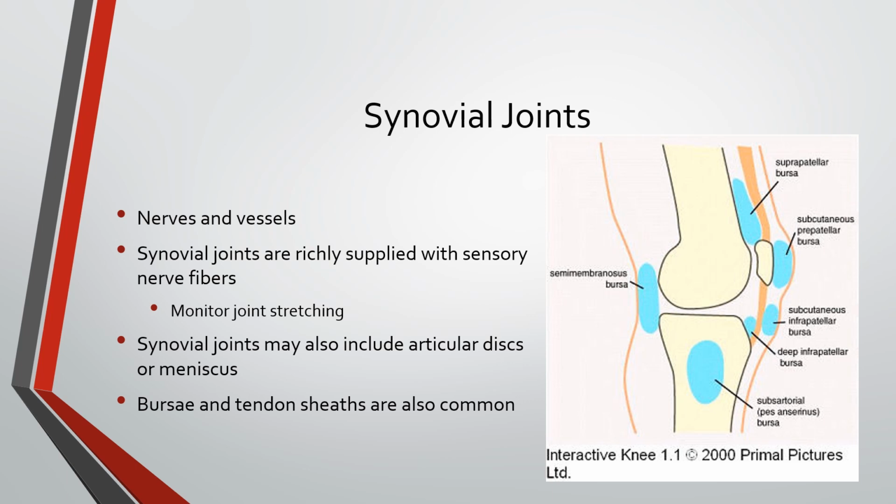We also can have bursa sacs and tendon sheaths within the synovial joint as well. And again, like I said, we'll talk in more detail about which specific joints contain these types of things once we move into the lab. This is just to give you an introductory background about different types of joints.